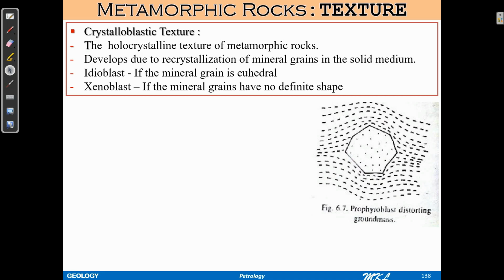crystalloblastic texture. The texture, the arrangement, the geometrical shapes are almost similar, but for igneous rock I am calling it holocrystalline, and for metamorphic rock I am calling it a crystalloblastic texture. Now this is developed due to the recrystallization of mineral grains in the solid medium. It can be divided into two types, idioblast and xenoblast.